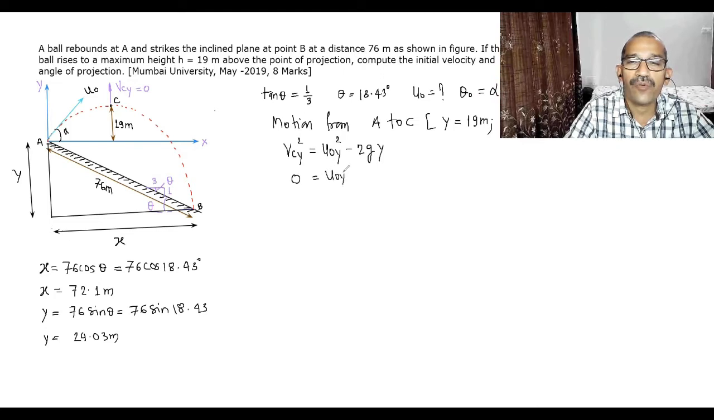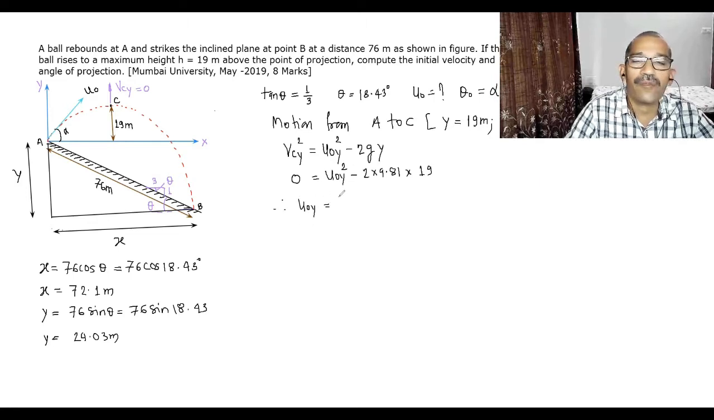u0y square, this is unknown, minus 2 into 9.81 into y, here y is 19. That means if we calculate using a calculator, what will we get here? u0y is possible. This u0y value comes out to be 19.31 meters per second. Now you are getting u0y.